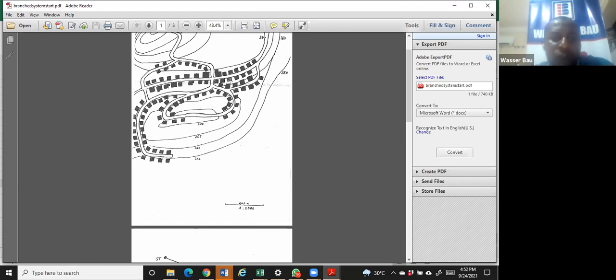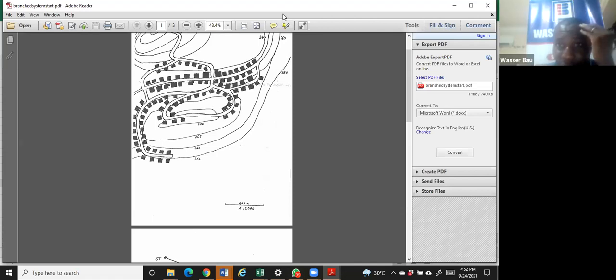So let's go 1, 2, 3, 4, 5, 6, 7, 8, 9, 10, 11, 12, 13. So there are 13 houses. But because this house looks big in size, I will also assume that the number of persons occupying it will also be as big as that. So I'm going to add 2, making it 15. So I'm going to design for 15 houses for node 5.